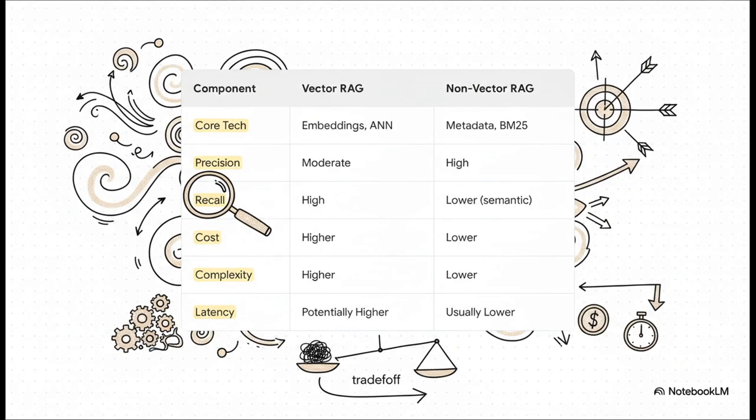So let's just quickly sum this up. Vector RAG gives you that wide net recall, but it comes with a higher price tag in both cost and complexity. Non-vector RAG, on the other hand, delivers surgical precision for a much lower cost. There's no single best answer here. It really depends on what you're trying to do.